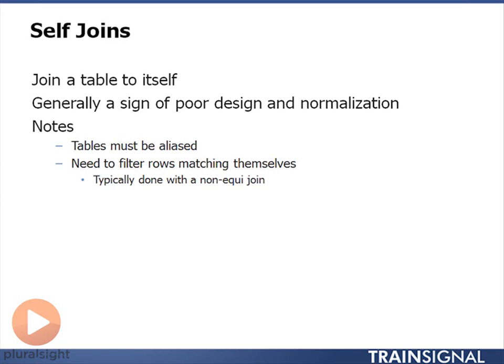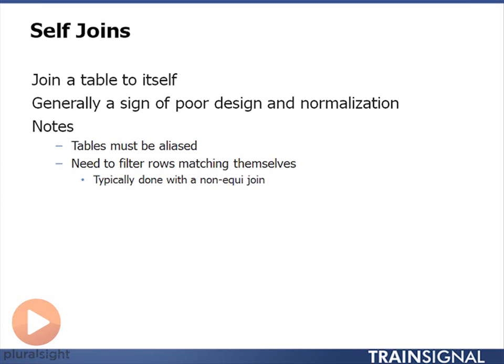Now there's two little things to note about a self-join. Number one is that the tables have to be aliased, which if you stop and think about it, makes sense because you're going to be using the exact same table twice in the from line. The second thing is you need to eliminate rows matching themselves. In other words, if I join on a column, when we get to a particular row, it's always going to match itself. Because after all, even if it's in two separate tables, it's still the exact same row with the exact same data.